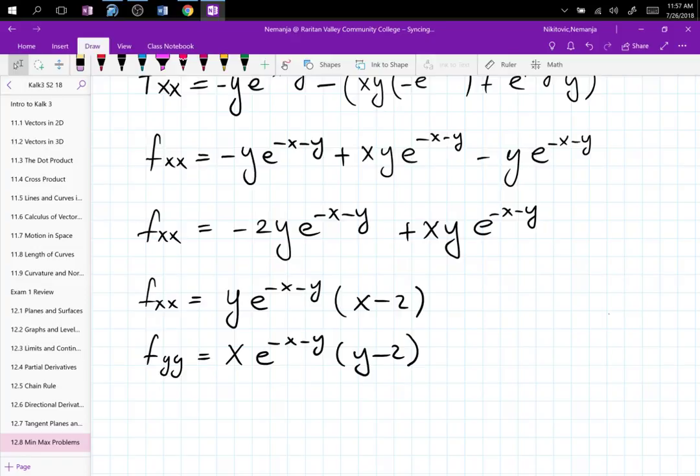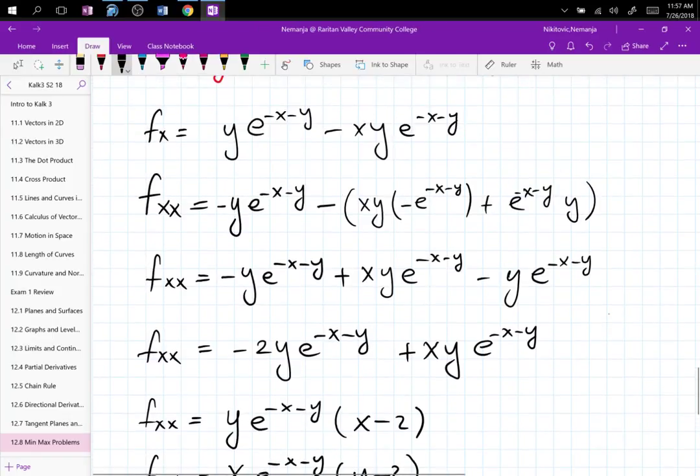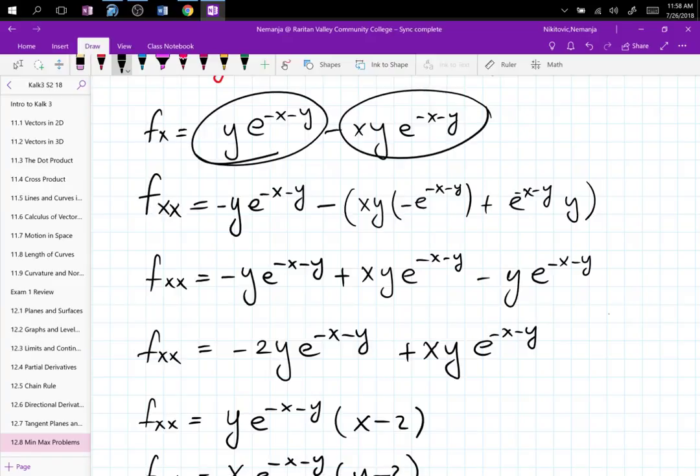but nowhere close to being done because we need fxy. Remember that part? Now that derivative you always have to take, symmetry or not. So now fxy, taking the derivative with respect to y, you're going to have two product rules, right? Because it's y times this, and then again y times this.